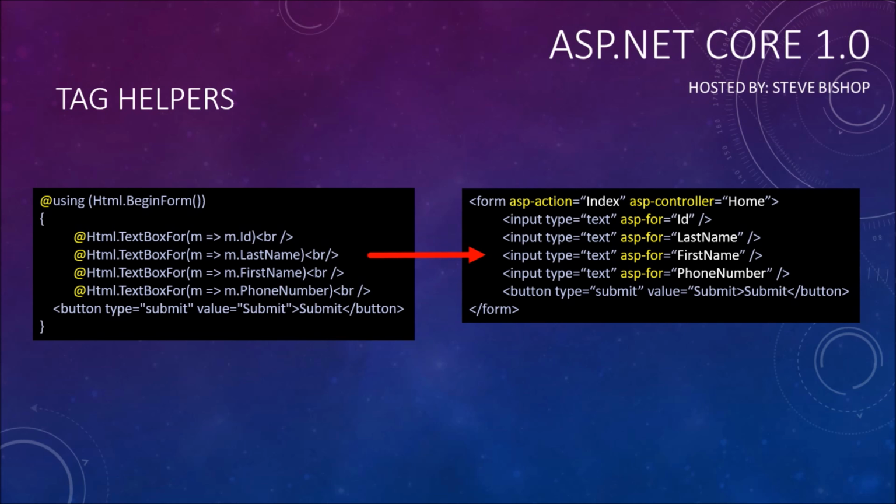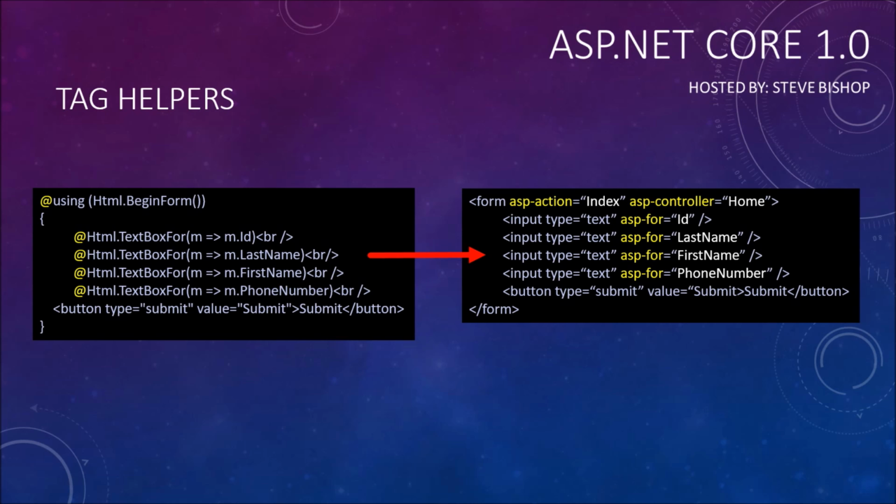You'll notice in the code on the right that we're using regular HTML tags like form and input. But we've added these special attributes like asp-action and asp-controller and asp-for. The Razor View Engine will see these special attributes inside of the HTML tags and create some dynamic content based upon the values that we've given them.